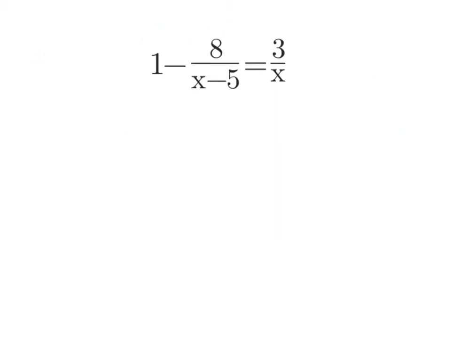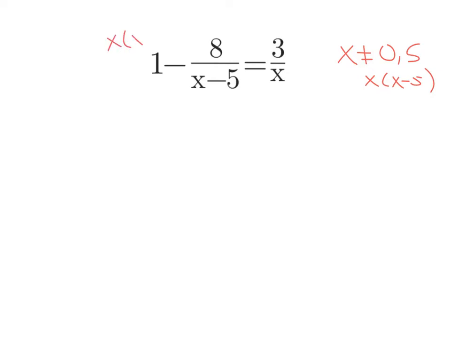Let's try a couple more. Okay, a little tougher each time. So this time, I'm looking again at what my denominator cannot equal, and it cannot equal 0 or it cannot equal 5. Those are my two, I guess you would say no-nos. They cannot be an answer. So I'm going to find my LCD. My LCD is going to be x and x minus 5, because those are my 2 factors.